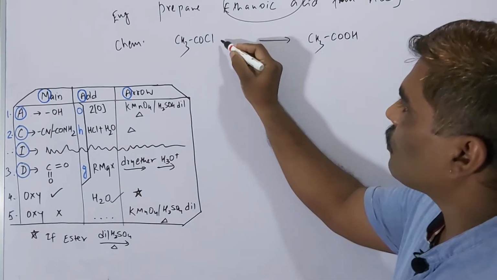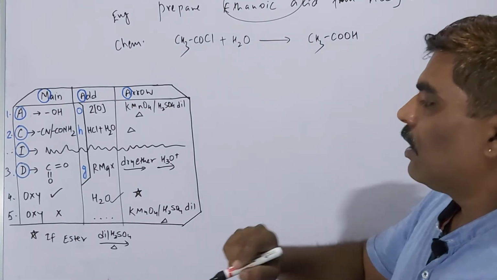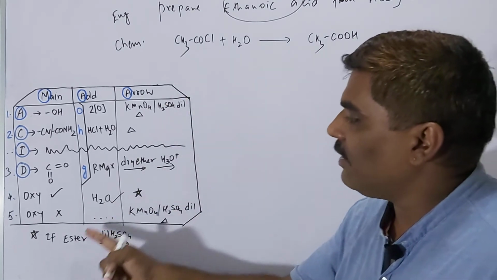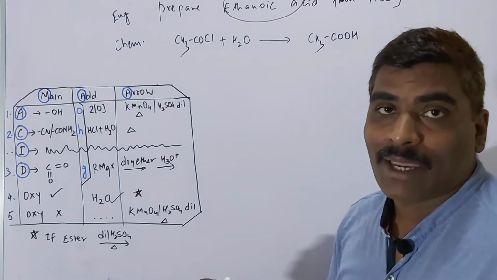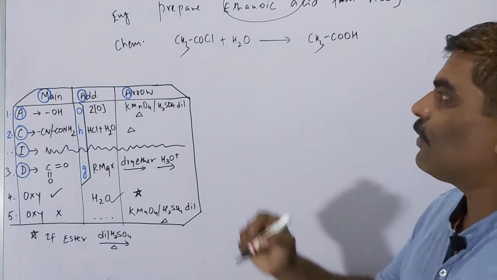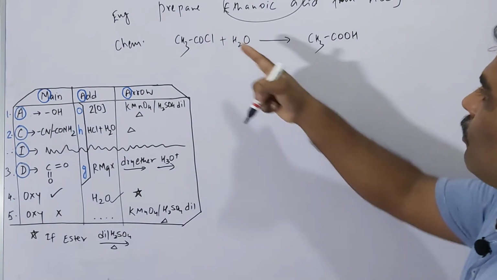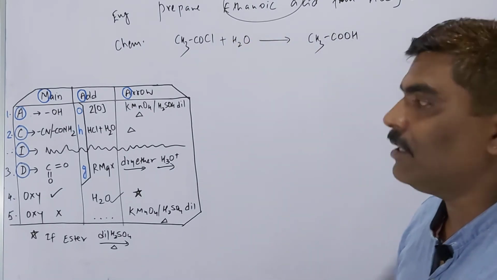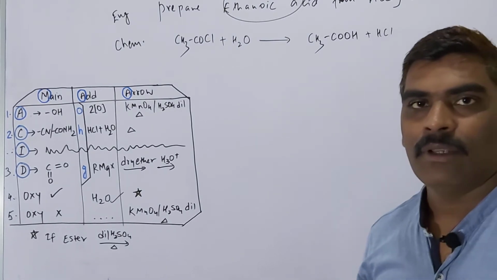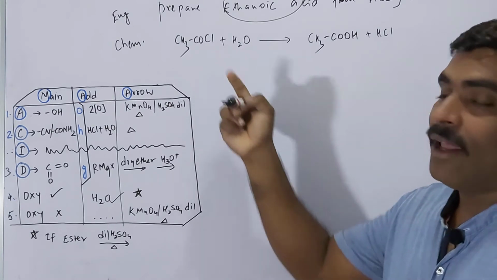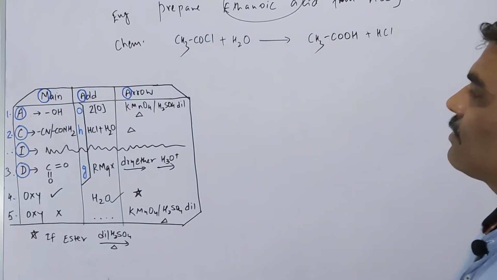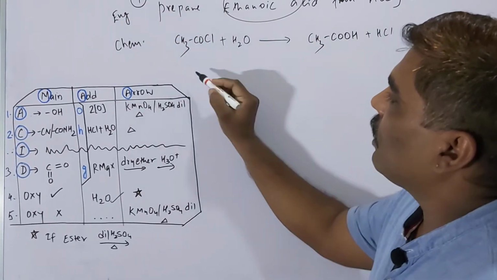Water. So you will write here H2O, and this star mark is there for what? If this material is an ester, then only you are going to write it on the arrow, otherwise not. Means you will not write here because this is not an ester. Now just find out the left and right side. What is extra on the left side? HCl. So when acetyl chloride is reacted with water, it gives acetic acid. This is question number 1.